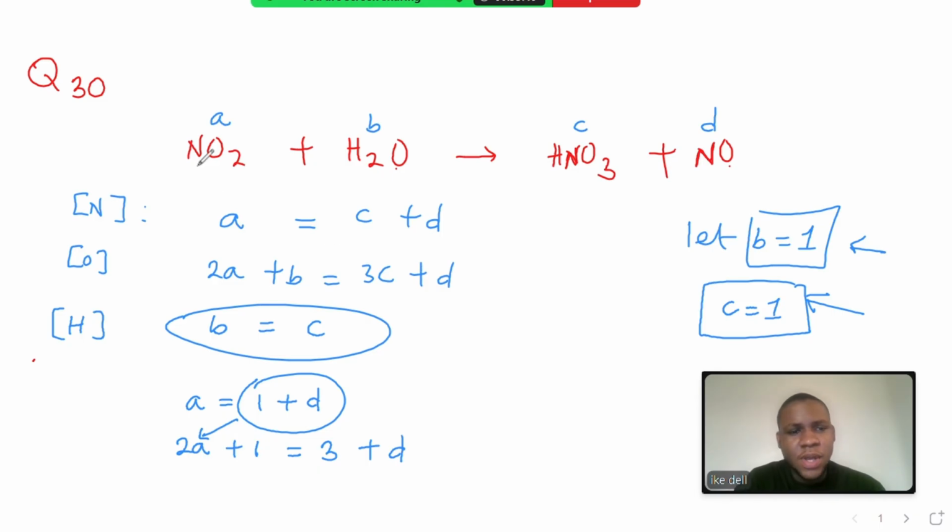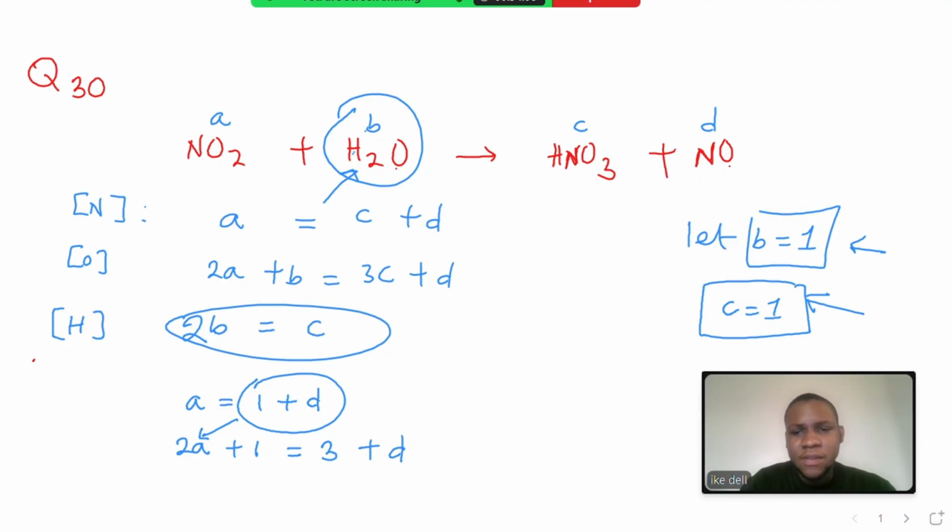Comparing our nitrogen, we have A equals C plus D, yes. Comparing oxygen, 2A plus B equals 3C plus D, okay? Comparing hydrogen, we have, oh, you see that? See what's going on here? The hydrogen should be 2B. Can you see that? So 2B equals C. That's what I should have written.